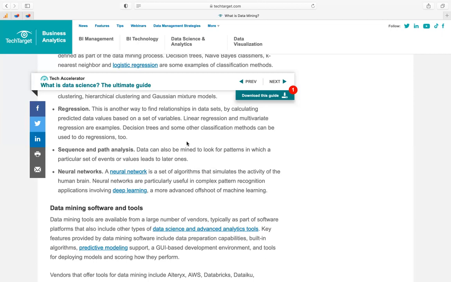Right, let's continue. A neural network is a set of algorithms, so a set of steps that simulate the activity of the human brain. Neural networks are particularly used in complex pattern recognition applications involving deep learning, a more advanced offshoot of machine learning.